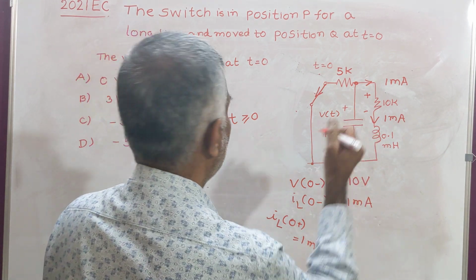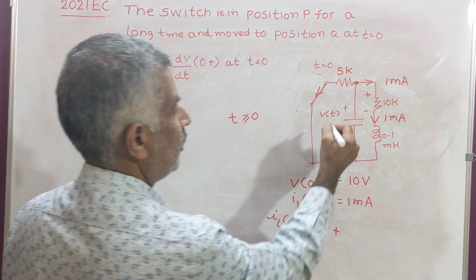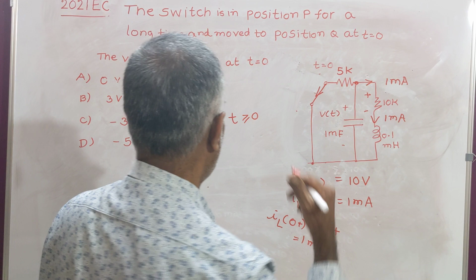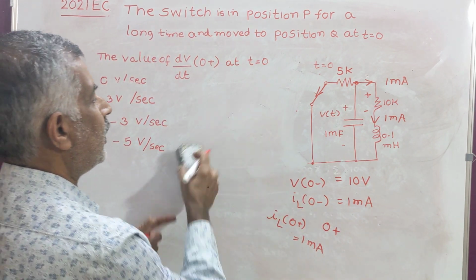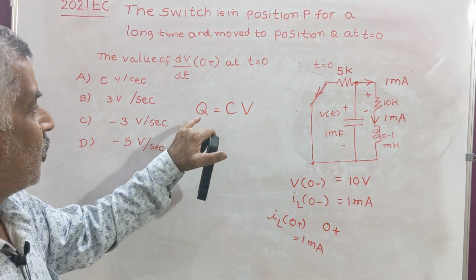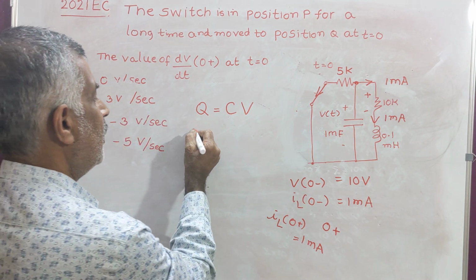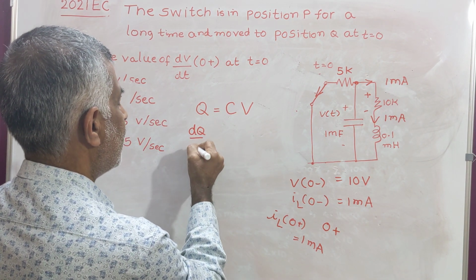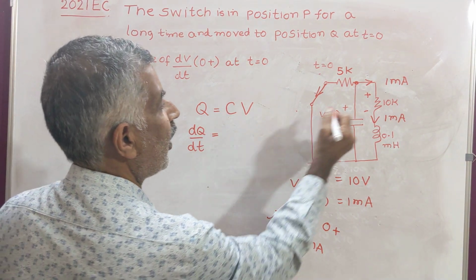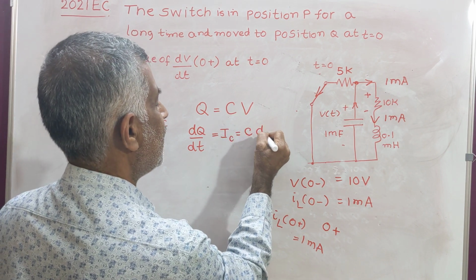Next, for the capacitor, now you apply KCL here. This voltage is V0 plus. For a capacitor, you know that Q equal to CV. Charge on the capacitor plates is equal to capacitance multiplied by its voltage. Differentiate this: dq by dt is current. So the current through the capacitor, IC, is equal to C dV by dt.